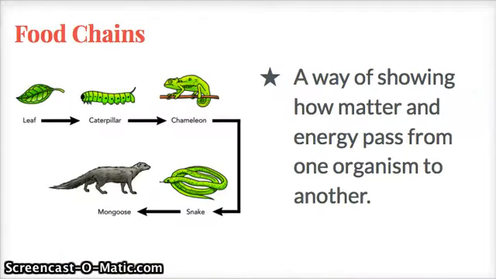Food chains are a way of showing how matter and energy pass from one organism to another. So in this food chain, it looks kind of strange because the leaf is pointing to the caterpillar, but that just means that the caterpillar is eating the leaf. The chameleon eats the caterpillar, the snake eats the chameleon, and the mongoose eats the snake. So that's how food chains work.